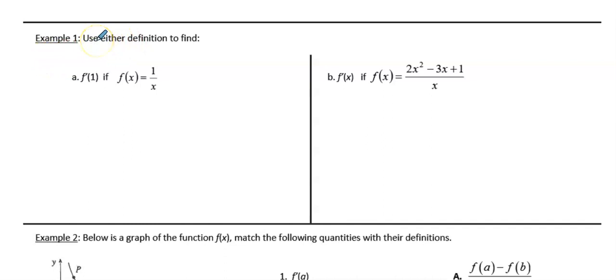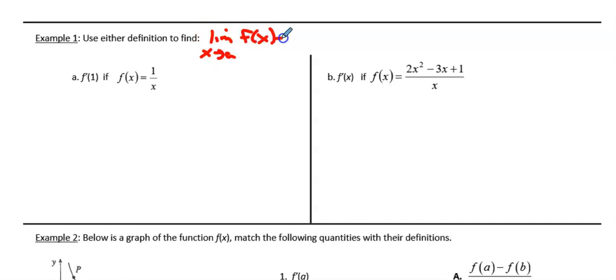This says use either definition to find f prime of 1, which is our derivative, which is going to be the slope of our tangent line, if our function f of x is equal to 1 over x. And then over here, we're just basically finding f prime of x, right? So we're not given a value. So in this one, we're going to use version 1. So let's just real quickly write up what version 1 was.